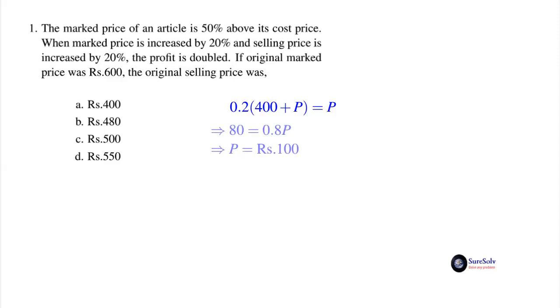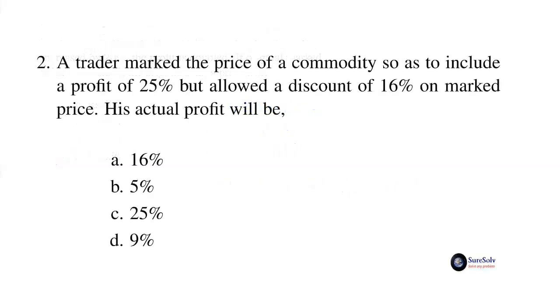Simplify the equation and you will get profit P as Rs 100. Add this profit to cost price of Rs 400 and get the original sale price as Rs 500. Answer is option C, Rs 500. Mark that we didn't need to use the increase in mark price at all. Let's move on to the second question.